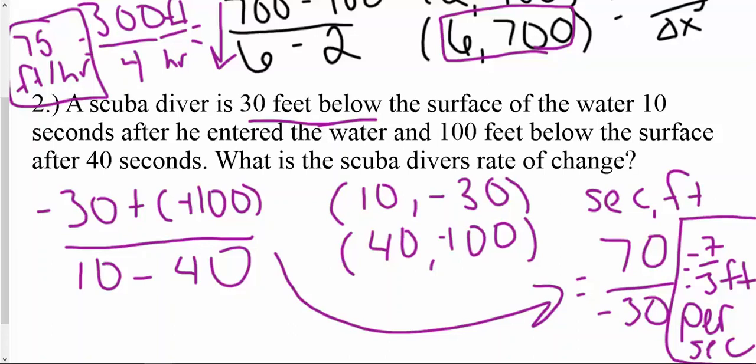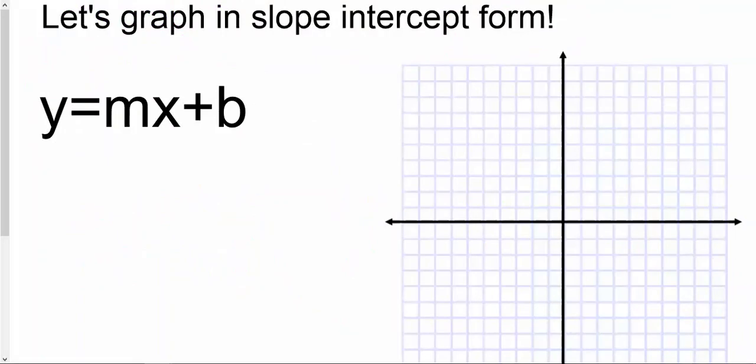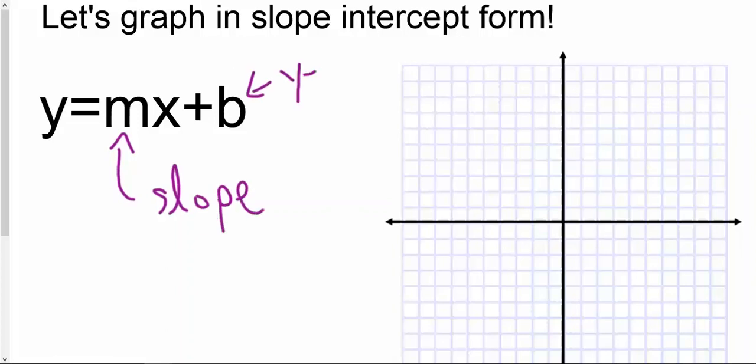Not too bad. All right, so let's go back to graphing in slope-intercept form. Remember that slope is the m, and that tells us how much we're going to move up and down. And then b is our y-intercept. That's kind of our starting point.